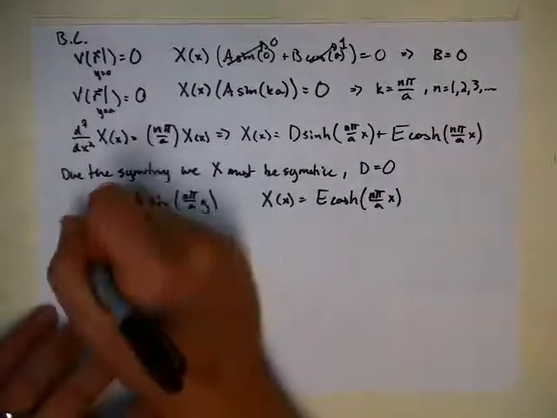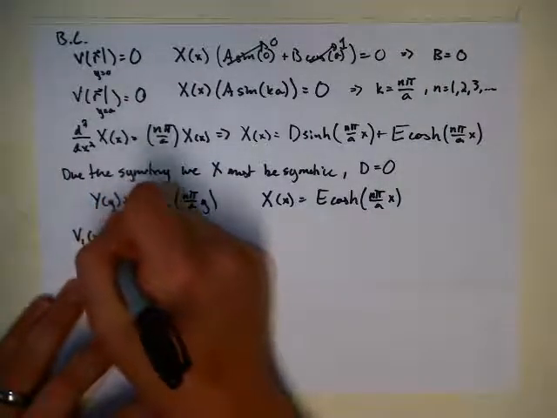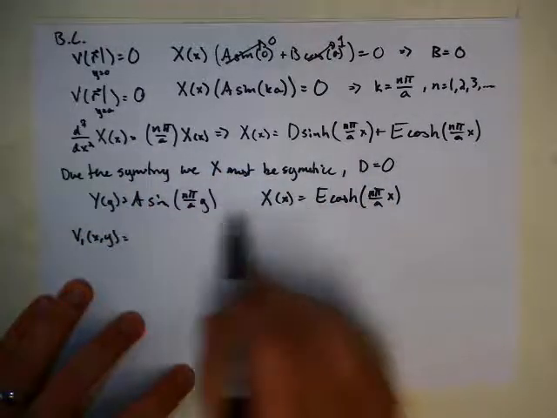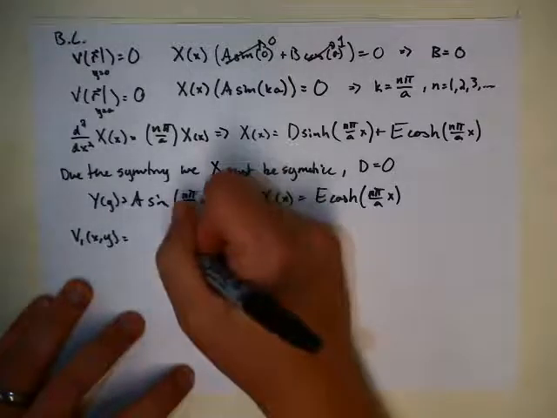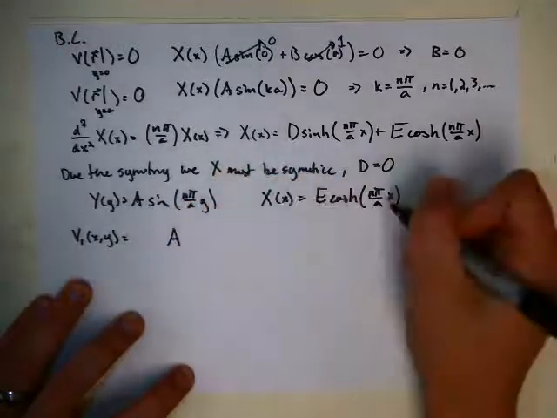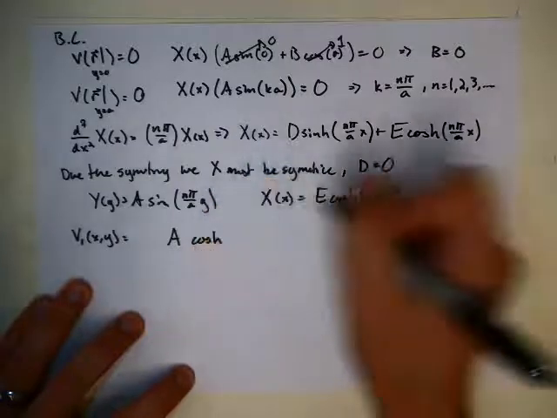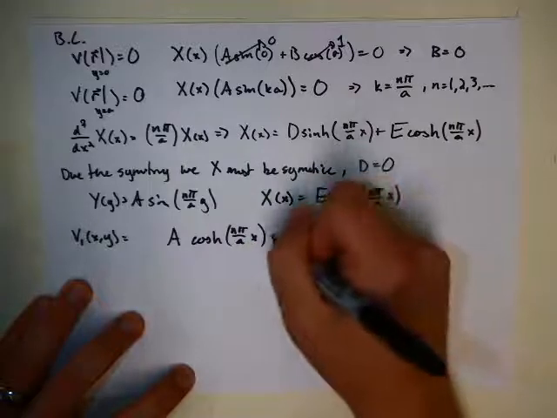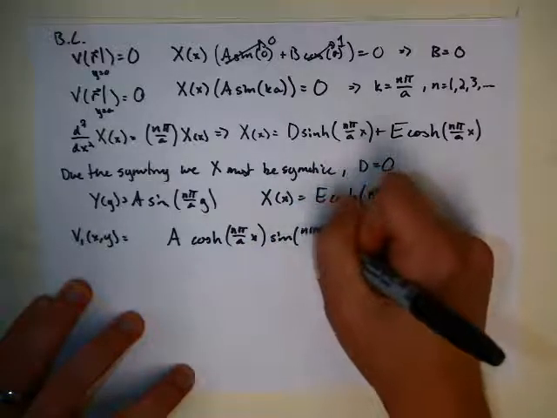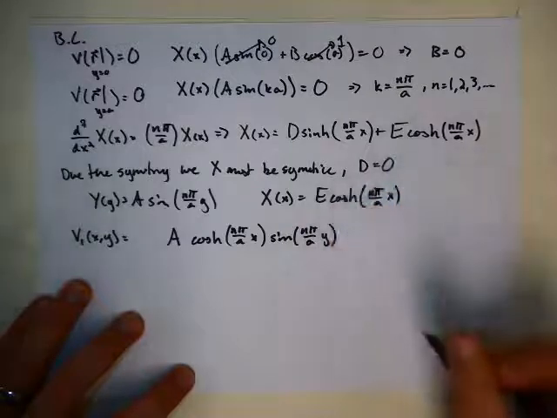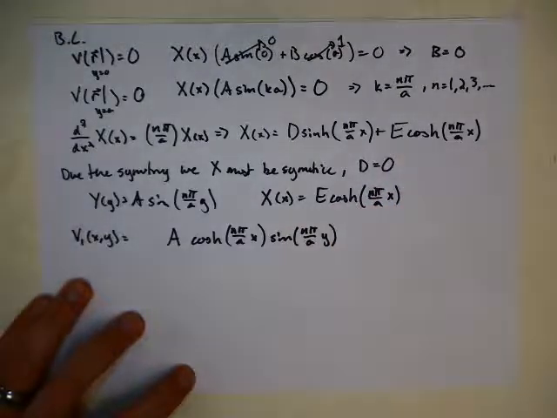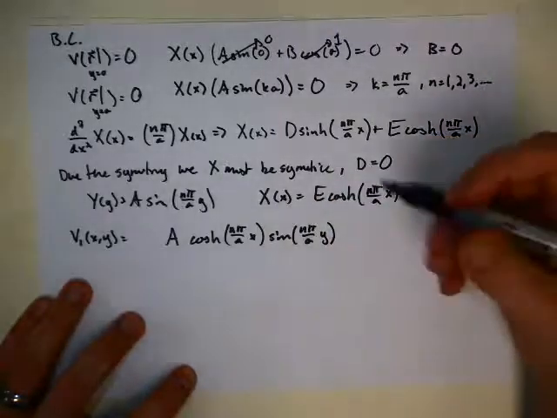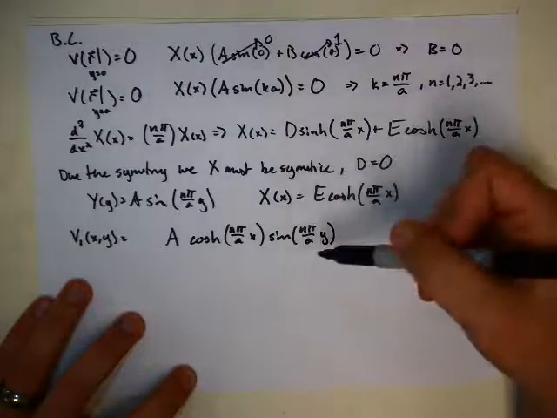Now I want to combine these for our v1. So our v1 of x and y is going to be equal to, I'm going to leave a little space. When I multiply these together, I can absorb the constant into the other one. So I'm going to say this is a, then cosh, x first, n pi over a x, sine of n pi over a y. And now here's something interesting. This is true for every single value of n, or for every integer value of n.